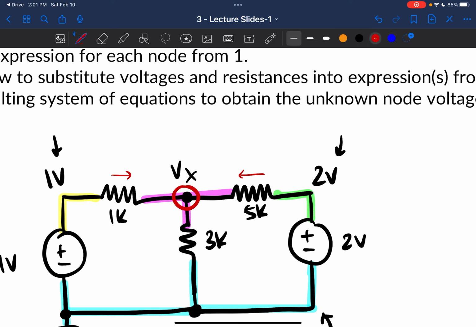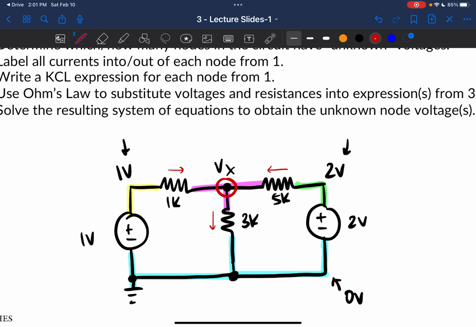If you think you know how the current's going to flow, that's great. But if you get a negative answer, there's nothing wrong with that. It just tells you that your initial guess on which direction the current was flowing was incorrect. It does nothing for the problem. You get a negative answer. You could go back and flip the arrow if you really want to, but the math will all work out.